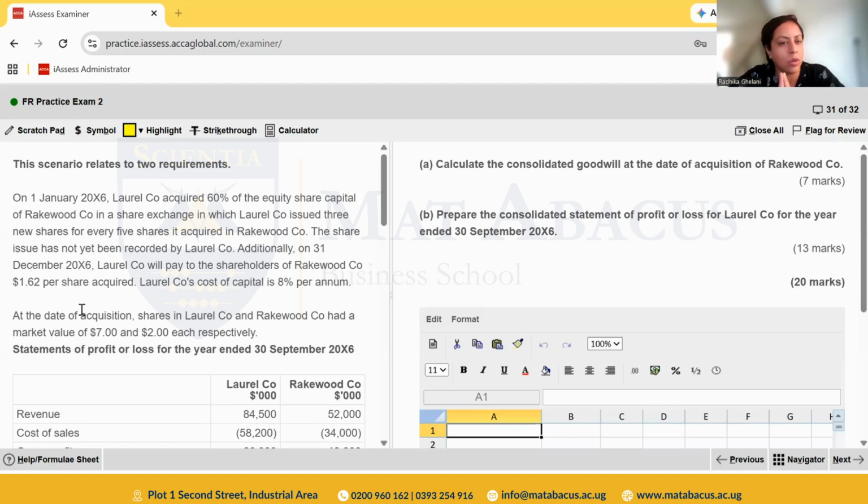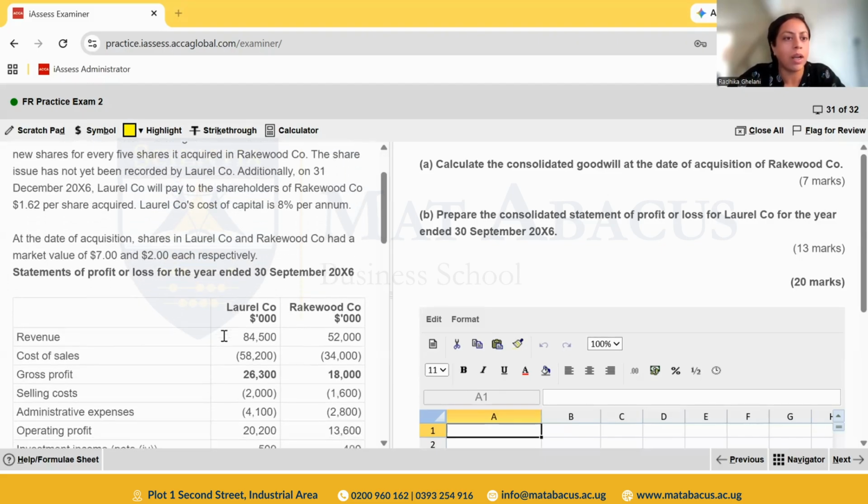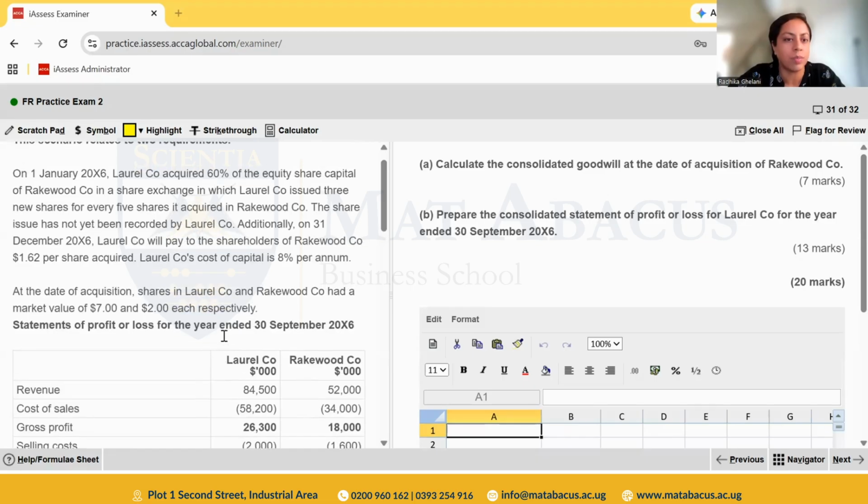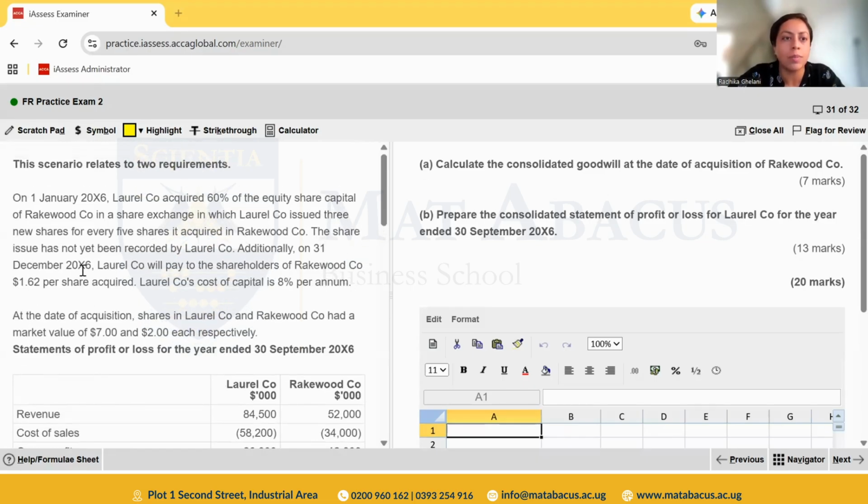Okay, so as you're reading these things, it should strike you by the time you've practiced enough. When you're reading the scenario, you already have to keep in mind what should go where, okay? So we know that we're going to use this deferred consideration in Part A, but remember to also include it in Part B. At the date of acquisition, shares in Laurel Company and Rakewood Company had a market value of 7 and 2 each respectively. Why are we given the share price? Because of course there was a share consideration, so we will use the share price to value that, and maybe we'll need it for something else.